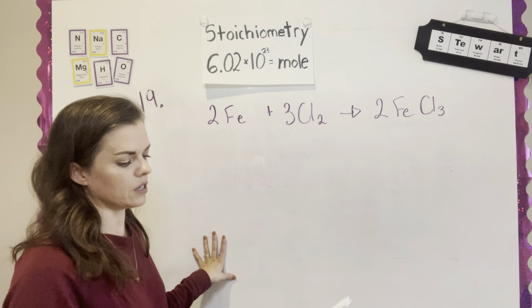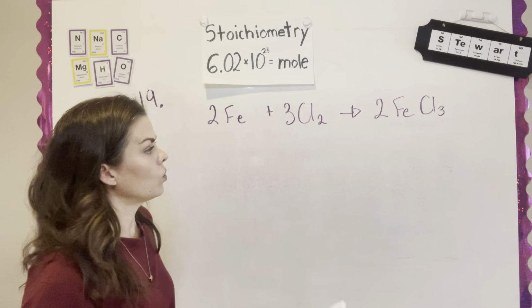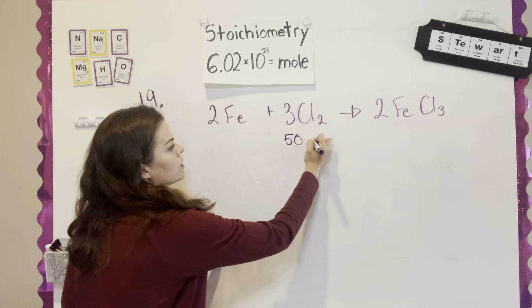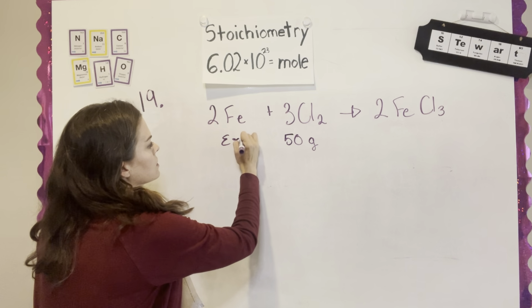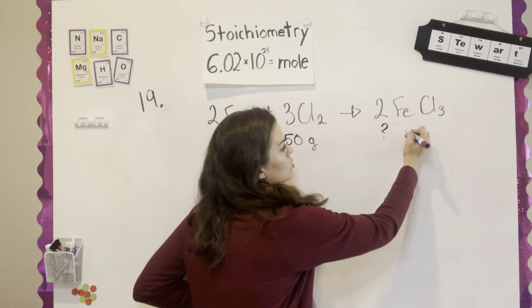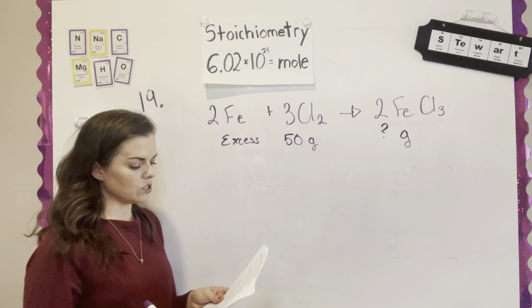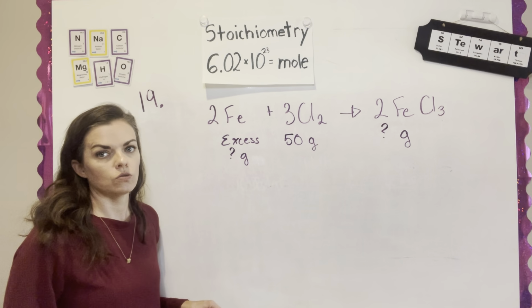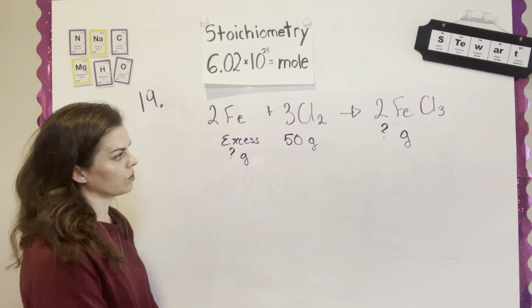Question number 19 says a student is making iron chloride according to this reaction. They're adding 50 grams of chlorine and excess of iron. The question is asking me two things. How many grams of the product will you make? And then the next one is actually how many grams of iron are you going to use? So let's do the first part where it's asking for the grams of FeCl3.